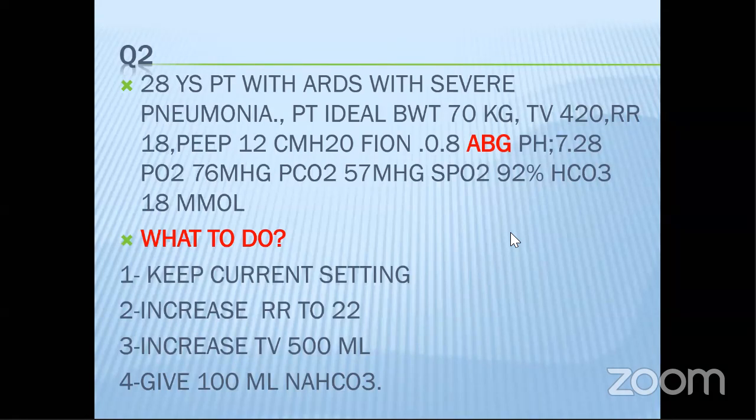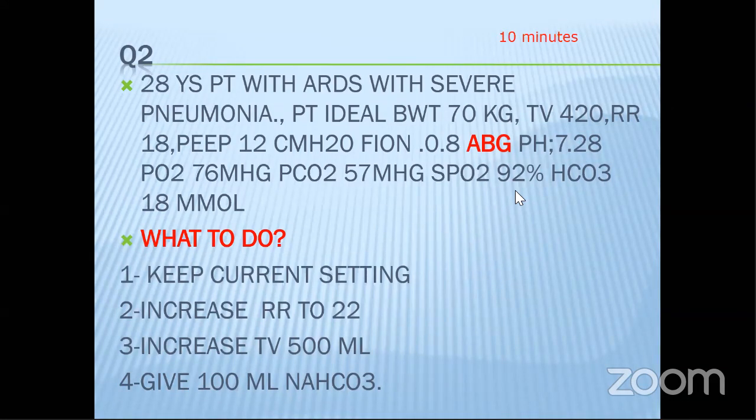So if we review these blood gases, the patient before was on FiO2 100% and desaturated. Now, the PO2 of 76 on FiO2 0.8 means that the PF ratio is less than 100, severe ARDS. But what is new for this patient is that he starts to retain CO2 and has an element of respiratory acidosis, but saturation is maintained. So if we give 100 ml of sodium bicarbonate, it will be metabolized to CO2, so it will increase the CO2.